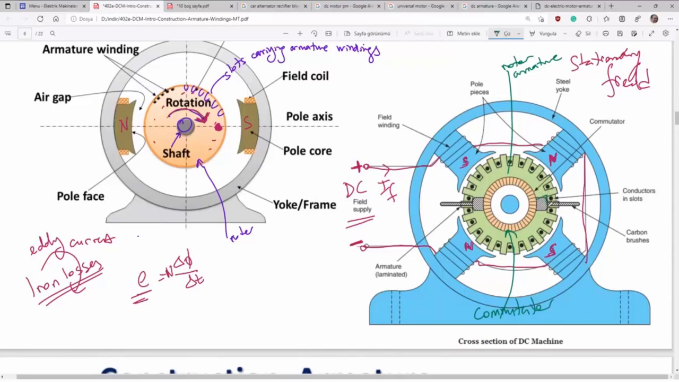Here are some brushes. Here are two brushes, you see. Carbon brushes. Here you see a slotted construction. Slot teeth. Those are called teeth. Here are slots, and the armature conductors are located in the slots of the rotor. And the rotor magnetic circuit is made of silicon steel sheet material.